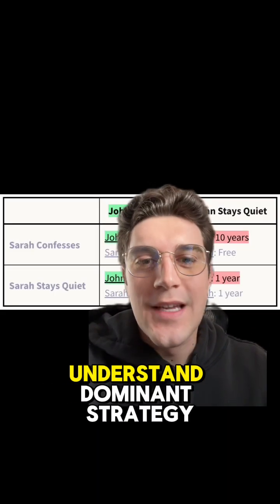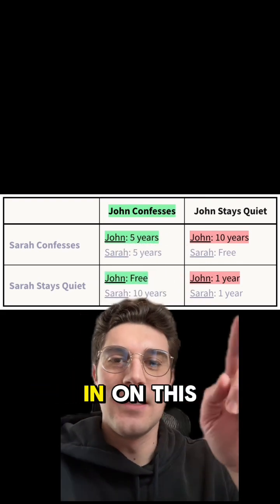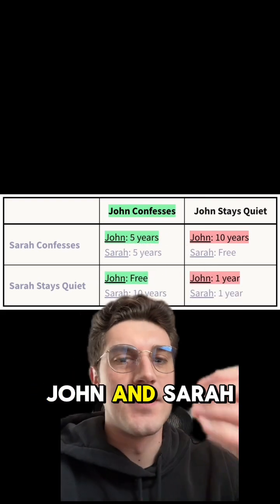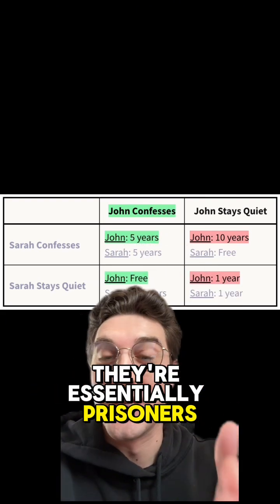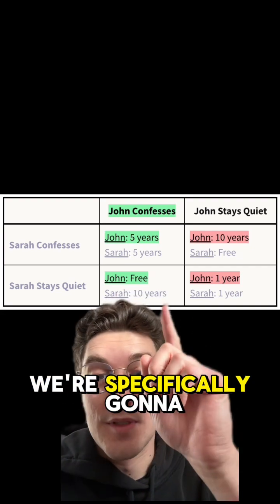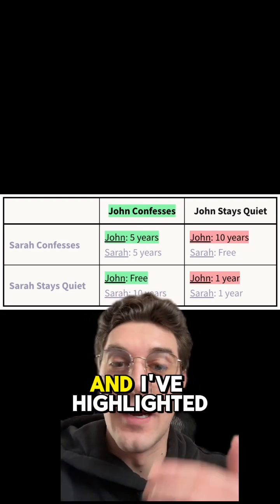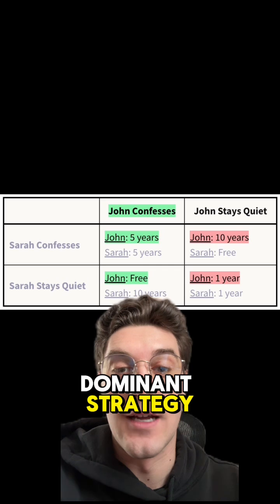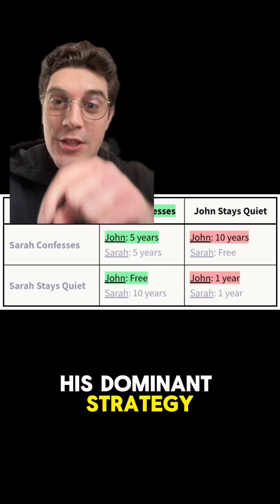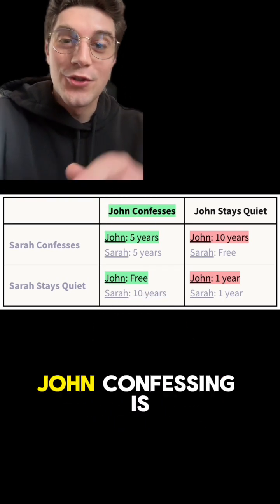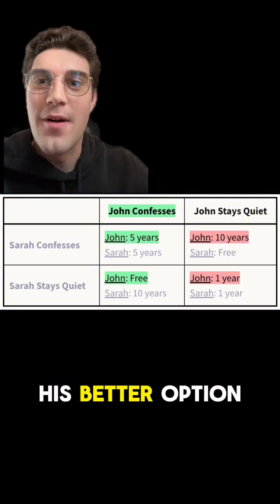All right, let's first understand dominant strategy here. We're gonna zone in on this game theory right here. John and Sarah are essentially prisoners and they're getting dealt jail time. We're specifically gonna zone in on John here, and I've highlighted in green John's dominant strategy. The reason it's his dominant strategy is because whatever Sarah does, John confessing is his better option.